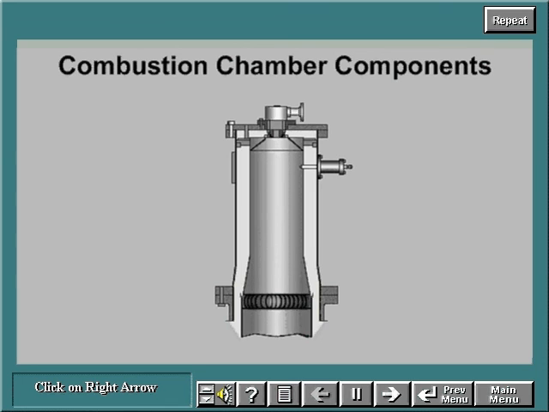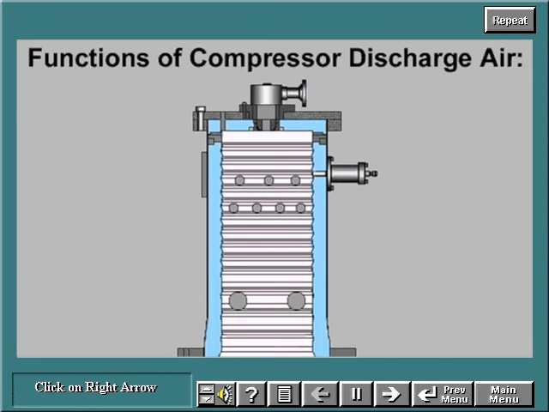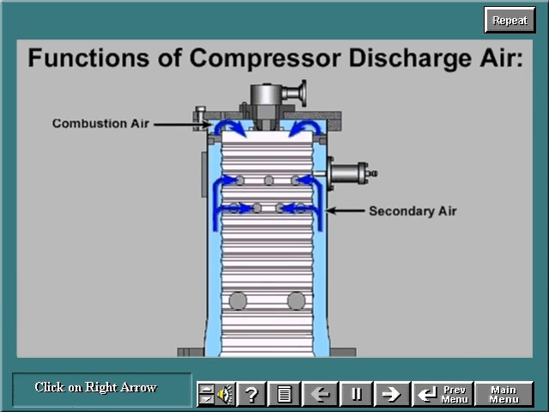The main components of the combustion chamber are the fuel nozzle, cover, self-retracting spark plug or igniter, cap and liner assembly, and outer casing. The compressor discharge air has four basic functions. It is used as combustion air, primary air, to achieve the proper fuel-air ratio. It is used as secondary air to cool and stabilize the flame.